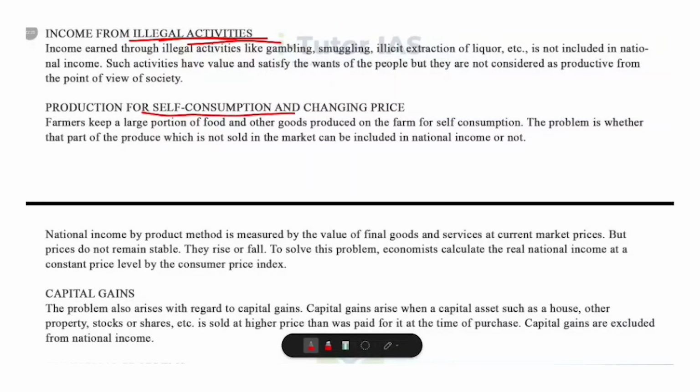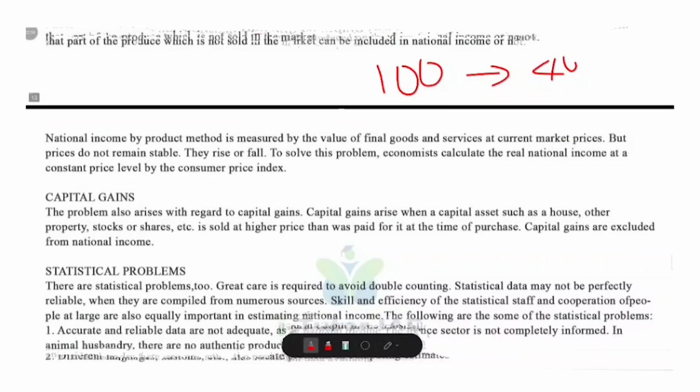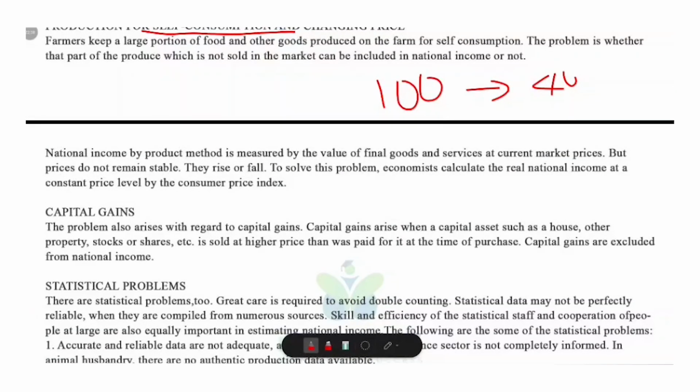Then, production for self-consumption and changing prices. Farmers often consume part of what they produce instead of selling it in the market. For example, a farmer grows 100 kg of rice but eats 40 kg at home. And the question is, should the 40 kg eaten at home be counted in national income? Yes, because national income measures total production, not just what is sold. Economists assign a market value to such self-consumed goods. Then, changing prices, inflation or deflation, are they counted?